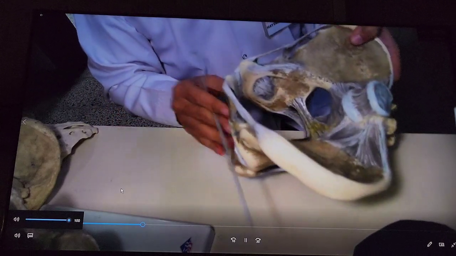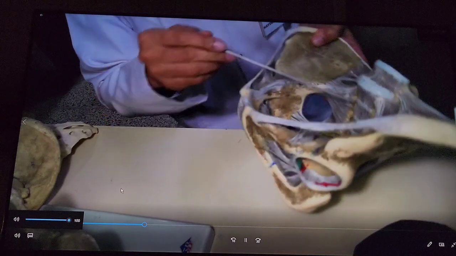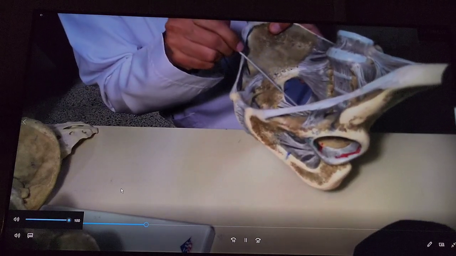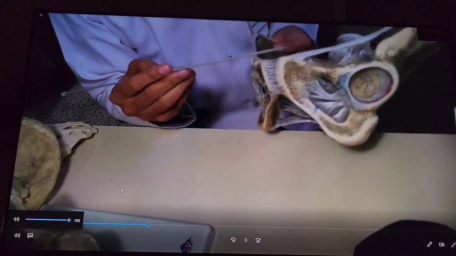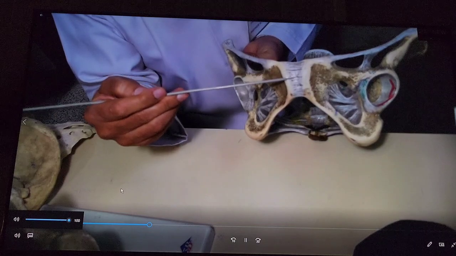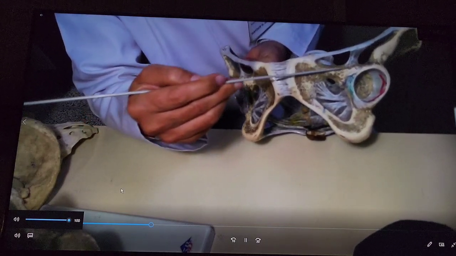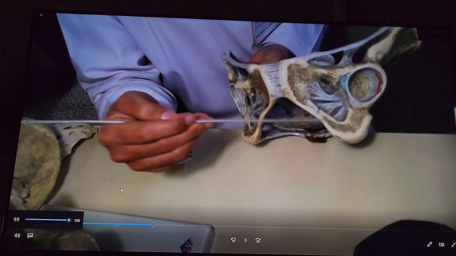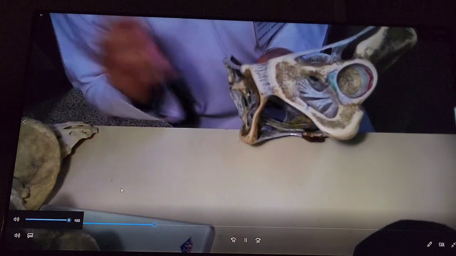The walls of the pelvis: the posterior wall, as I mentioned, consists of two bones, the sacrum and coccyx, while the anterior wall consists of the symphysis pubis, superior pubic ramus, inferior pubic ramus, and the body of the pubis.